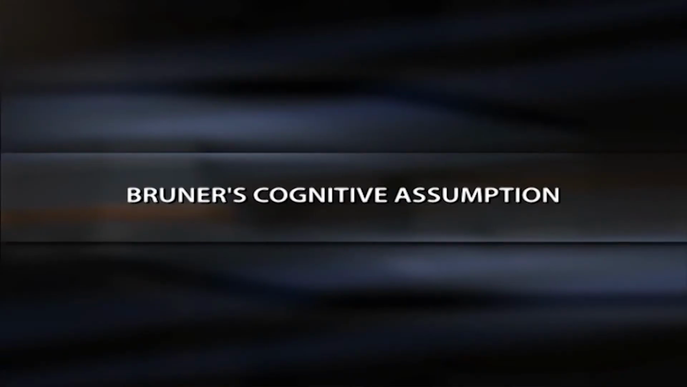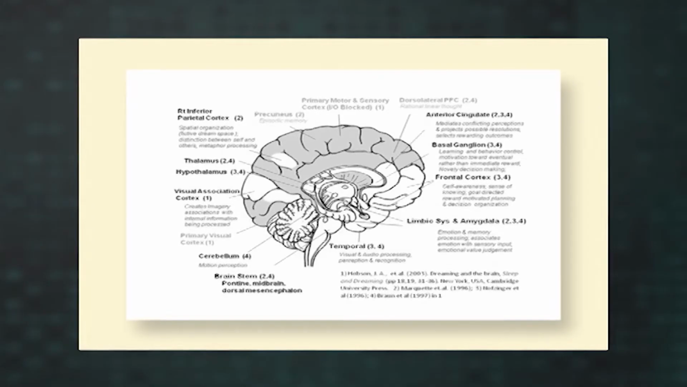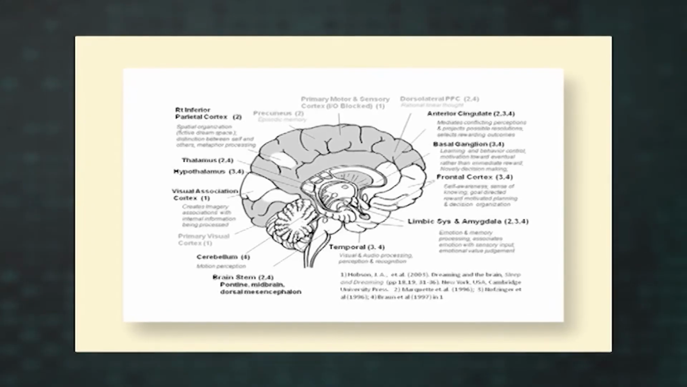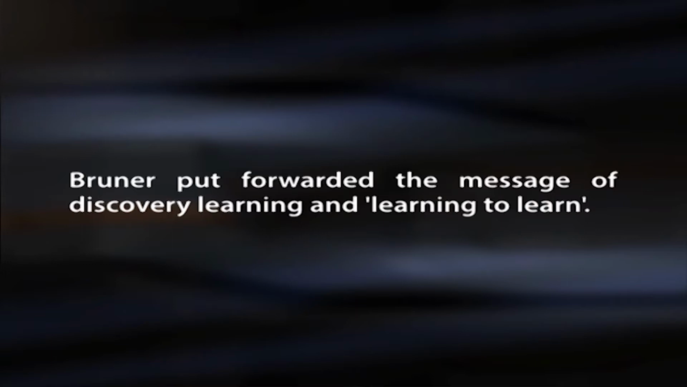Brunner's cognitive assumption. Jerome S. Brunner is one of the most ardent exponents of the cognitive development approach. He has contributed much to the technology of information processing leading to the development of the cognitive structure of an individual. He hypothesized that one's thought process evolved as a result of maturation, training and experience through a series of sequential stages. Brunner put forward the message of discovery learning and learning to learn.